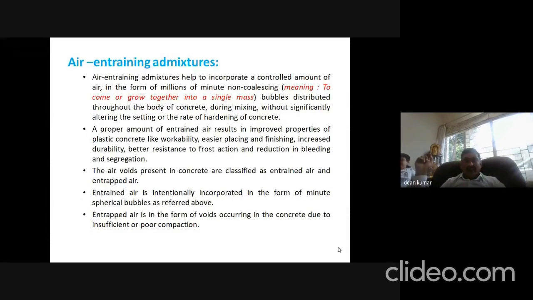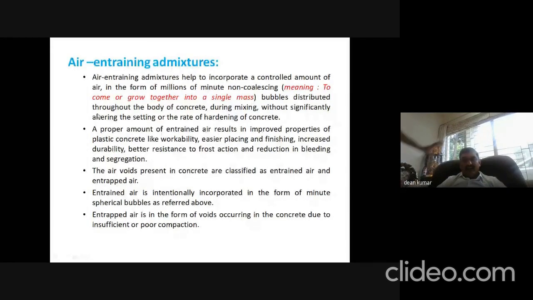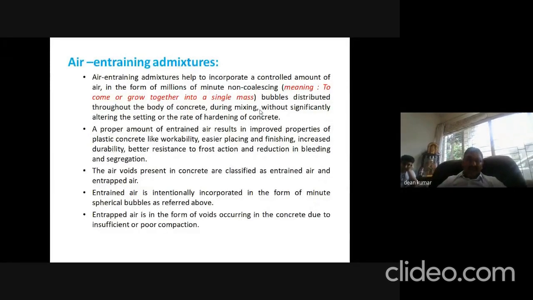Non-coalescing bubbles distributed throughout the body of concrete during mixing without significantly altering the setting or the rate of hardening of concrete. Very important. Air entraining admixtures, I am allowing air into the concrete. I am introducing air into the concrete in the form of small bubbles. Now, why am I doing this? This will not alter your setting time or rate of hardening of concrete.